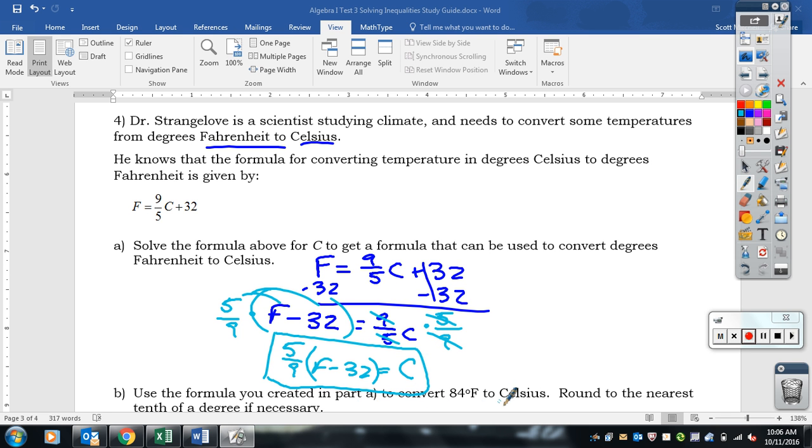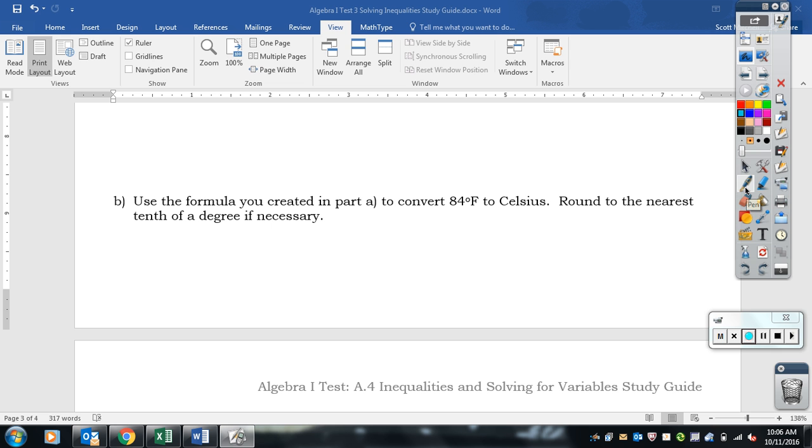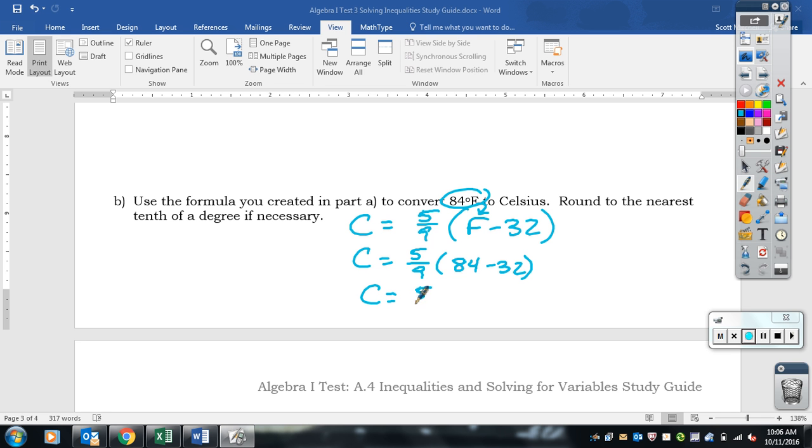Part B says to use the formula we just created to convert 84 degrees Fahrenheit to Celsius, round to the nearest tenth of a degree if necessary. Man, it would be a shame if students lost points because they did not pay attention and didn't round to the nearest tenth. I'm going to reset this so that I can rewrite my equation and do it down here. I remember my equation was, using the symmetric property, C equals 5/9 F minus 32. And let's plug in 84 for Fahrenheit: C equals 5/9 times 84 minus 32. Follow order of operations.